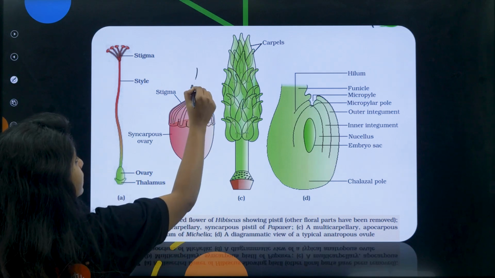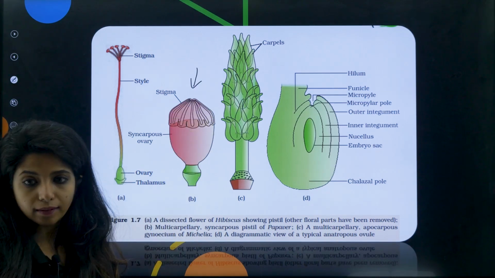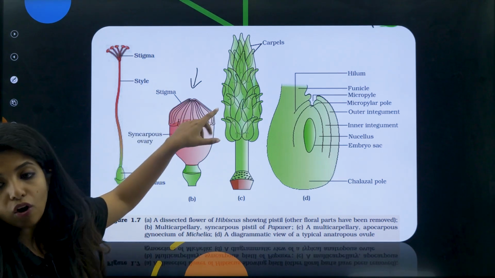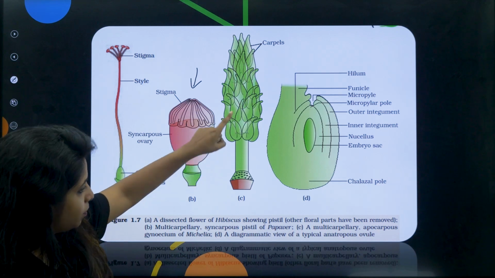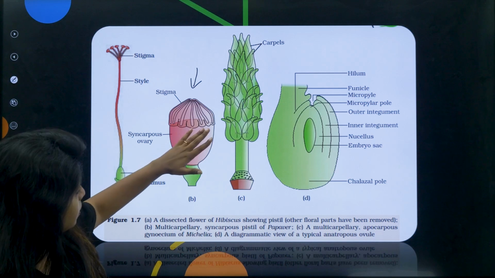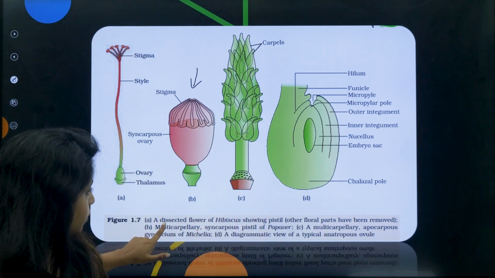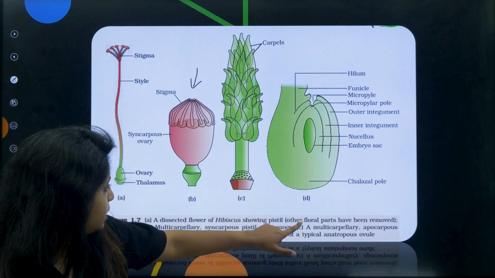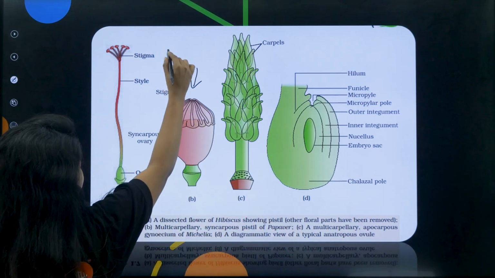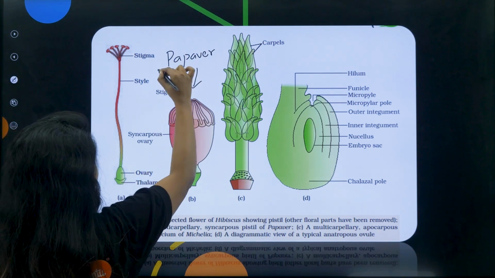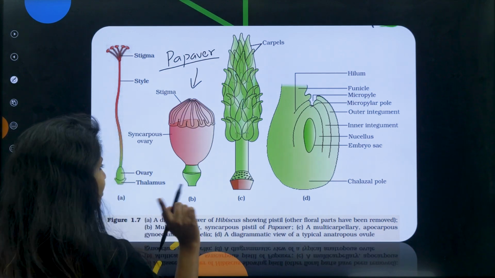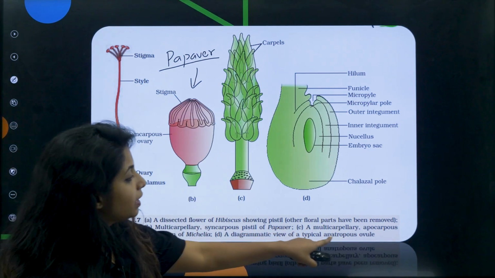So over here, this is an example of syncarpous ovary, where you have so many of the carpels coming together. This is B, multicarpellary syncarpous pistil. A is this, B is this, C is this. Over here, this is the example of Papaver. You remember Papaver, children? If you remember opioids, try to remember Papaver somniferum. Then multicarpellary apocarpous.